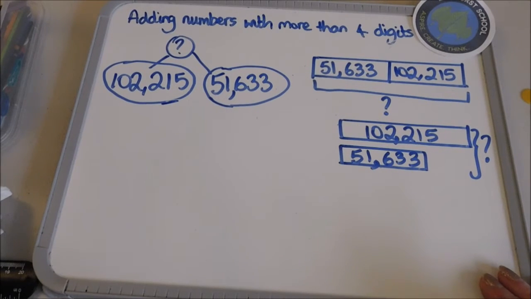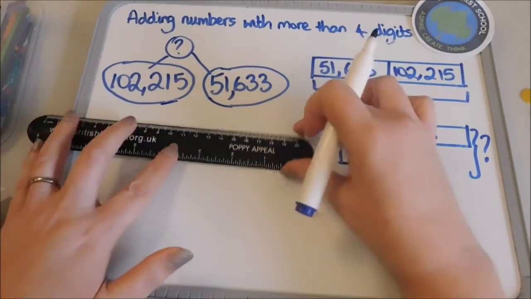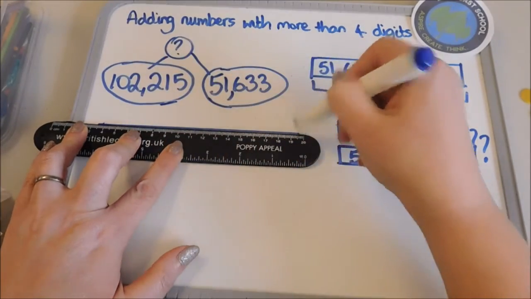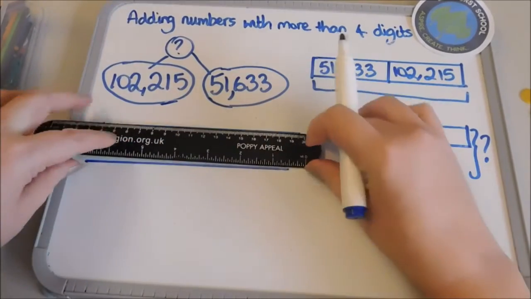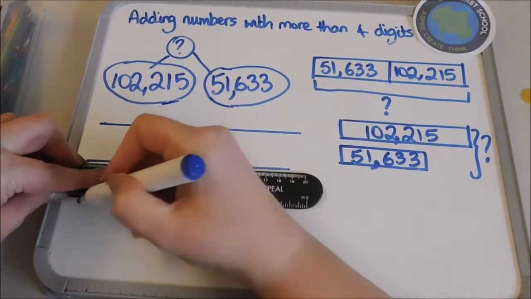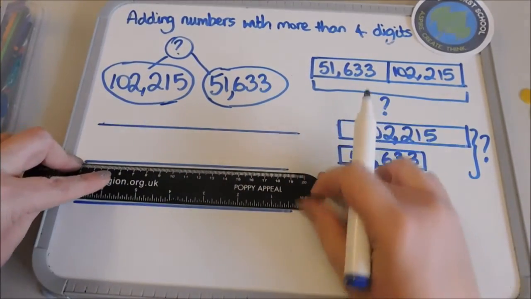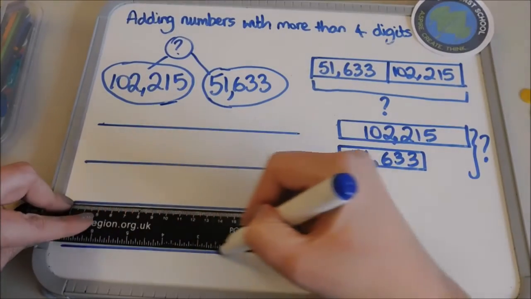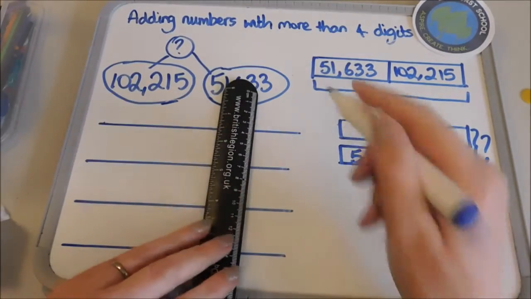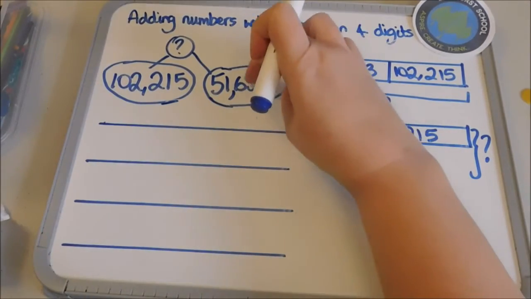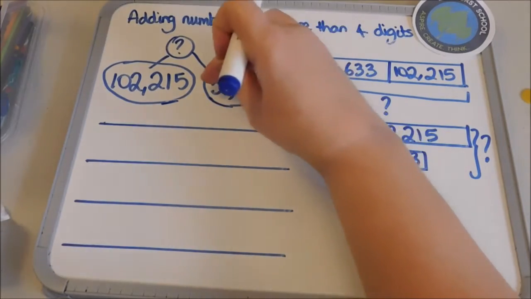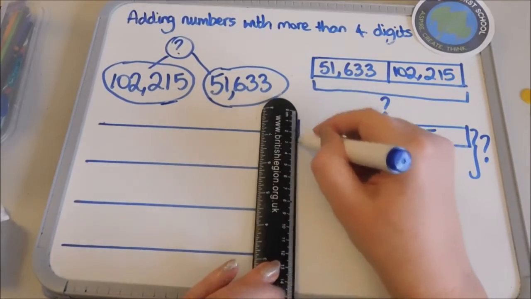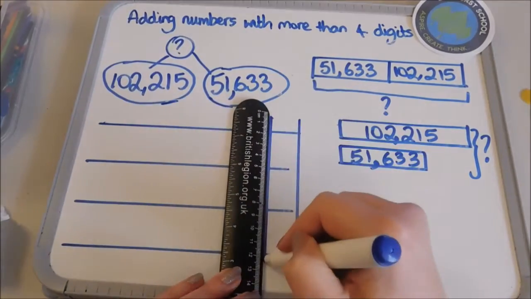So children, again, could use their part-whole model and turn it into a place value grid. So we're going to turn this into a place value grid, which some of you would be more familiar with. So we need to make sure that it's got 6 columns in it. So we need to make sure that we represent the number with all of those columns.